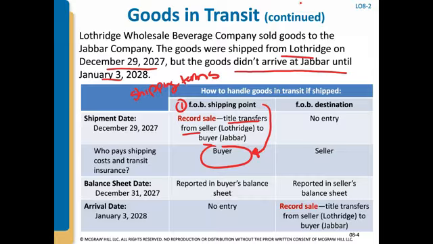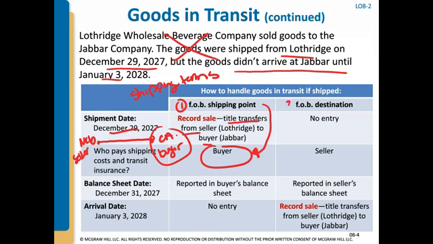So if you just take my Nebraska to California example, and forget this one, Nebraska was the seller and in California, I'm the buyer. If I had FOB shipping point, the second that truck leaves Nebraska, then I, as the buyer, own that inventory, and I have to report that on my balance sheet. So if it ships on December 29th, on December 29th, I, as the buyer, will own that inventory and report it on my balance sheet.